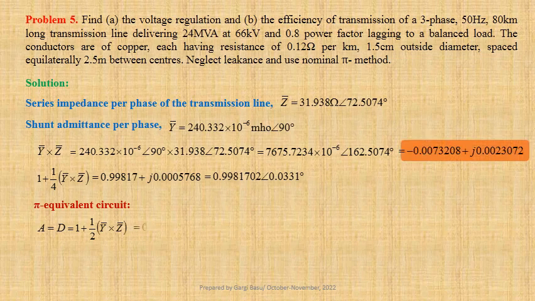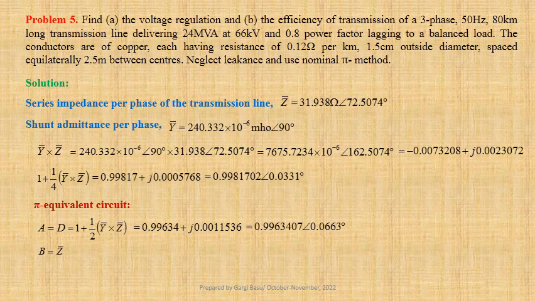For pi equivalent circuit, A equals D equals 1 plus half of Y into Z, that is equal to 0.99634 plus j times 0.0011536. This may be written in polar form as 0.996347 at an angle 0.0663 degree. B equals Z, that is equal to 31.938 ohm at an angle 72.5074 degree.